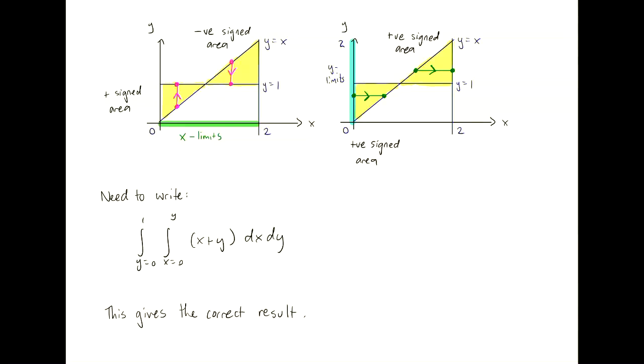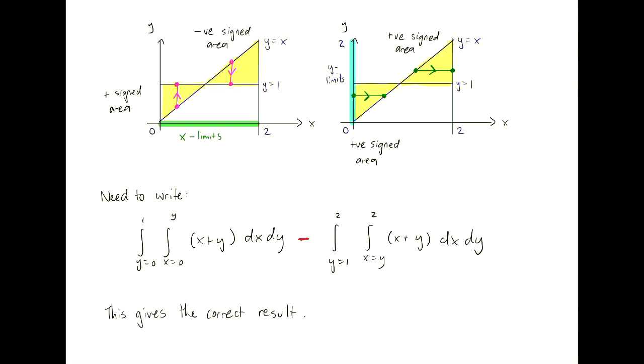minus, let's do that in red, minus the integral from y equals 1 to 2, integral from x equals y to 2. Or we could have done x equals 2 to y. That would have been fine as well. x plus y dx dy. And this does, in fact, give the correct result. You should confirm this for yourself. If you're watching the video 2 days before the exam, pause the video and show that for yourself.